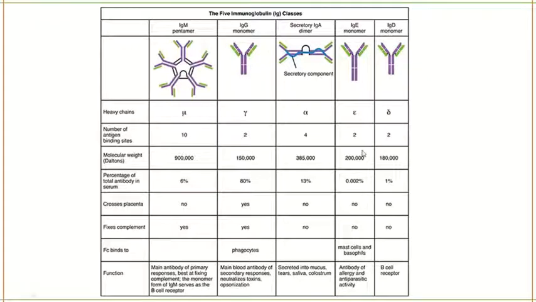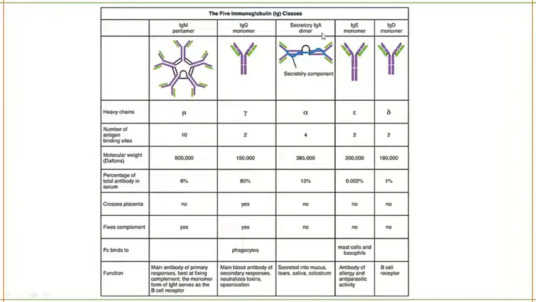Okay. Next is IgG. G is gamma. Okay. And it has two antigen binding regions. Its molecular weight is 150 kilodalton. Then it is present at 80%. So IgG is present mostly. Mostly IgG is what is present in our body, 80%. That can be asked as a question. And only this IgG can cross the placenta. It can fix the complement. It helps in phagocytosis. And the main function will be like blood antibody of the secondary responses, and it will neutralize the toxin and opsonization.